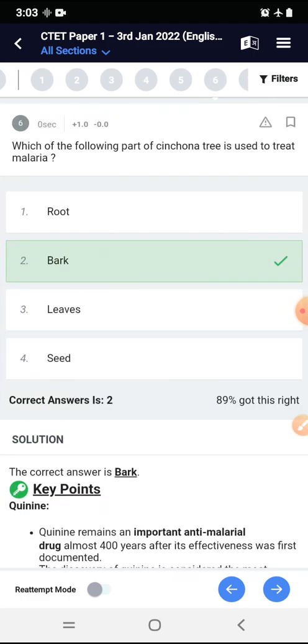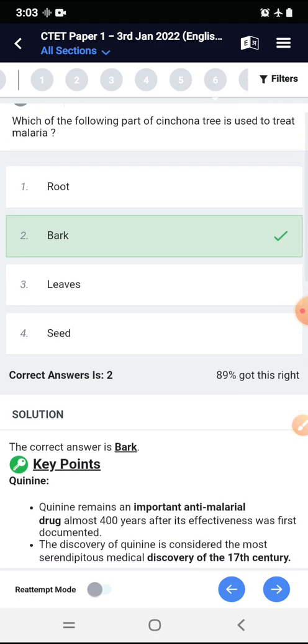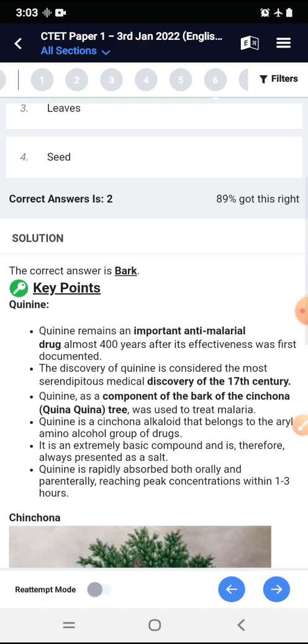Which of the following parts of the cinchona tree is used to treat malaria? Bark. The bark of a cinchona tree.